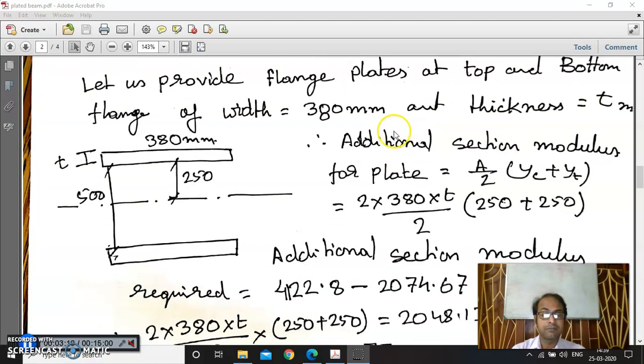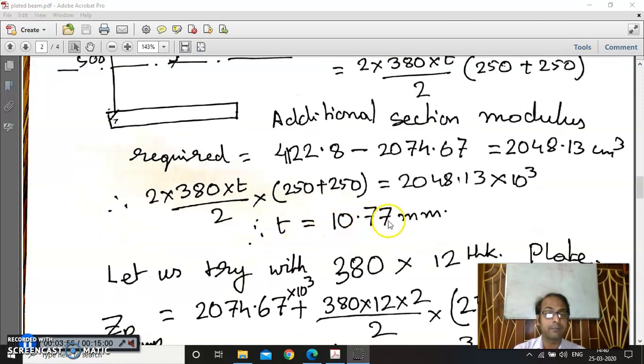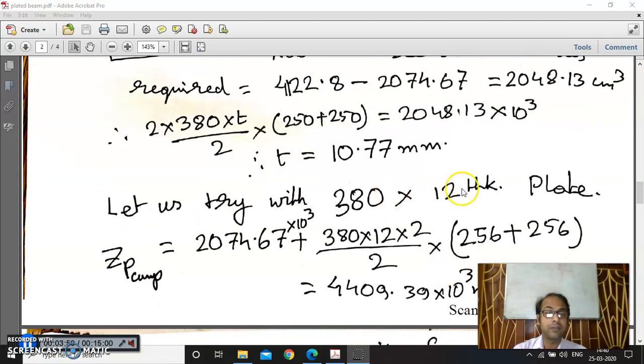So we have calculated from the basic formula the section modulus, A by 2, (YC plus YT). A is 2 into 380 into T, divided by 2, 250 plus 250. This distance is 250. So we have also calculated the additional section modulus required. This is the required section modulus, and this is what is already provided by ISMB 500. We have subtracted this, so the additional requirement is 2048.13, which will be provided by the plates, and we have put this in the equation to find out the thickness required to provide this amount of Zp. So we have found that the T required is 10.77, and we have tried with a 12 millimeter thick plate.